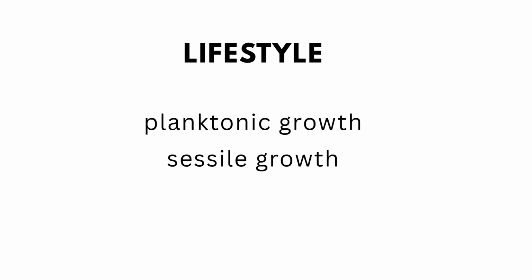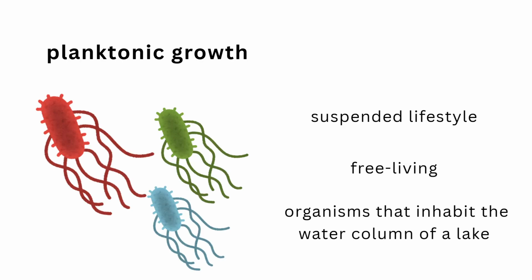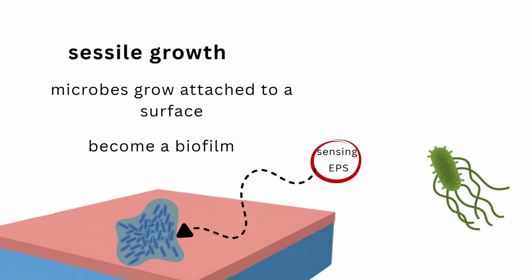So there are two lifestyles of bacteria. First is the planktonic growth, and second is the sessile growth. The planktonic is a suspended lifestyle, which means they are free living. They are moving around in the water. So these are organisms that usually inhabit the water column of a lake. It has enough nutrients to take up and they are able to move around. So their metabolism is also active.